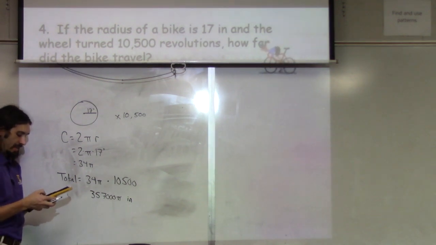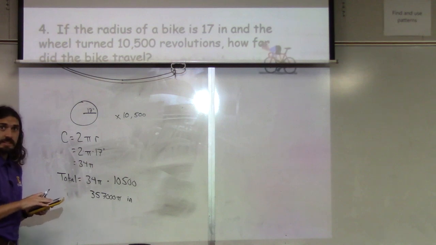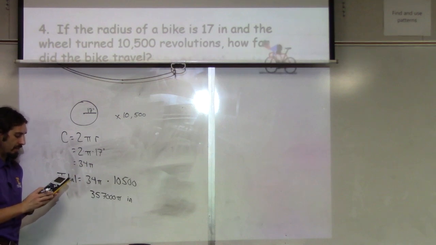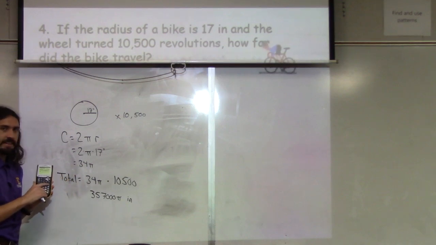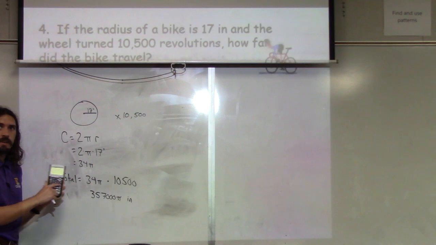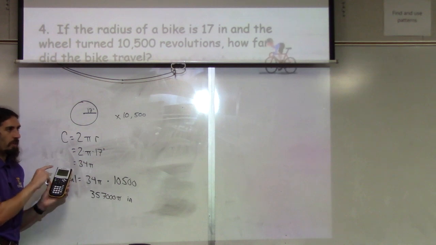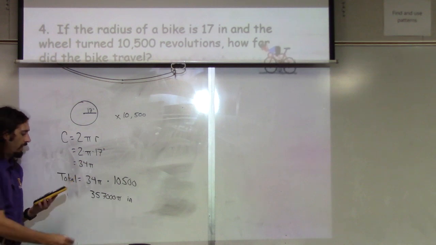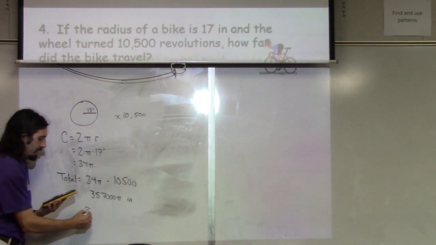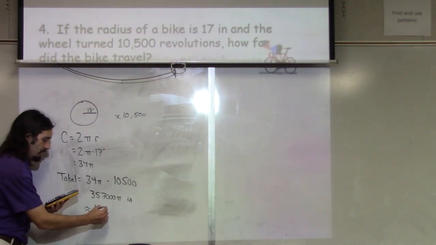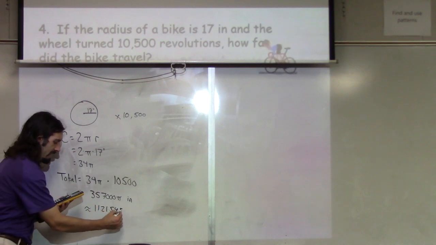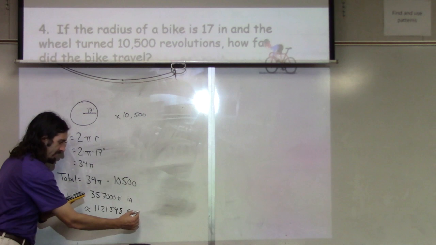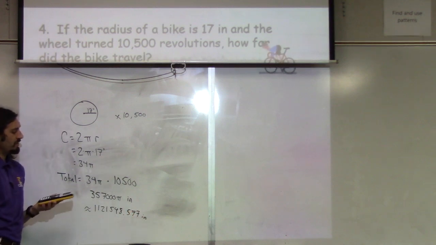And so if we found an exact answer, we could multiply that by pi. And I'm actually, just as a tidbit, going to be using the pi button on the calculator. If you're using the graphing calculators, it is going to be right above the caret key in blue, or the exponent button in blue. So you can look at that spot, because that's going to give you more digits than just 3.14. And so I get an approximate answer of 1121548.577 inches, which is kind of a lot.